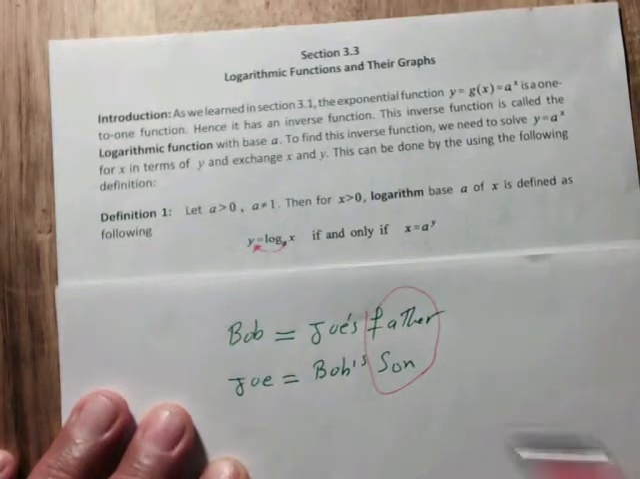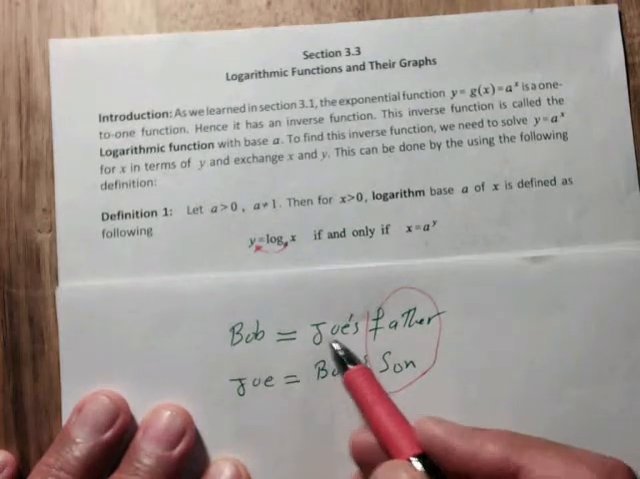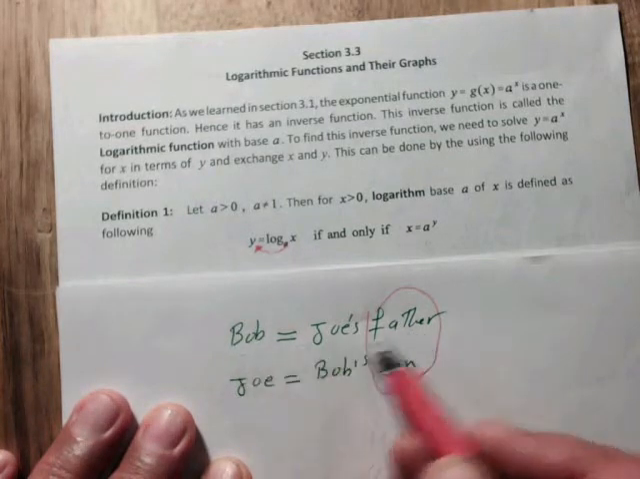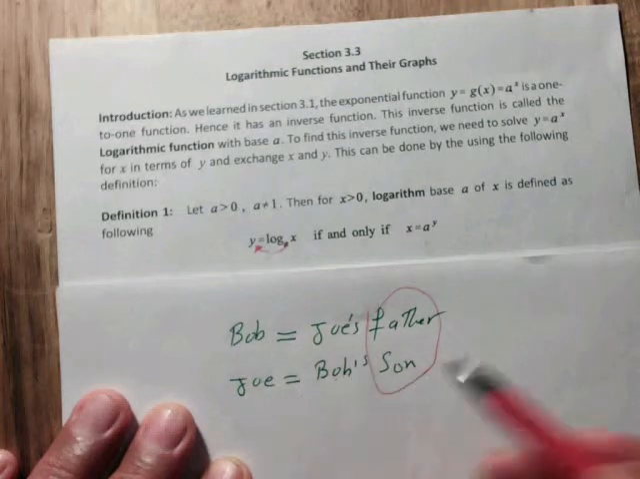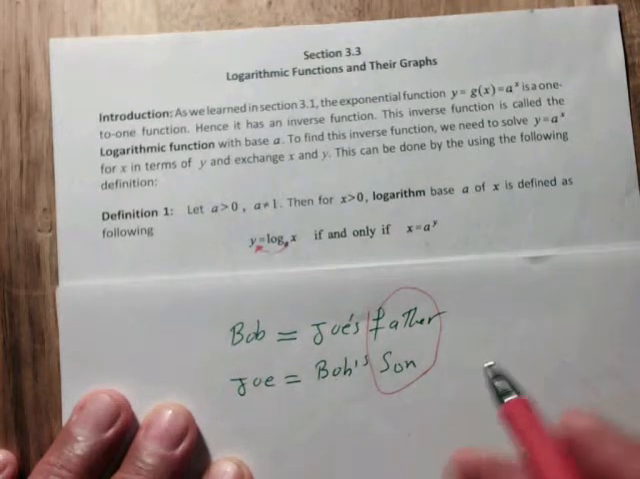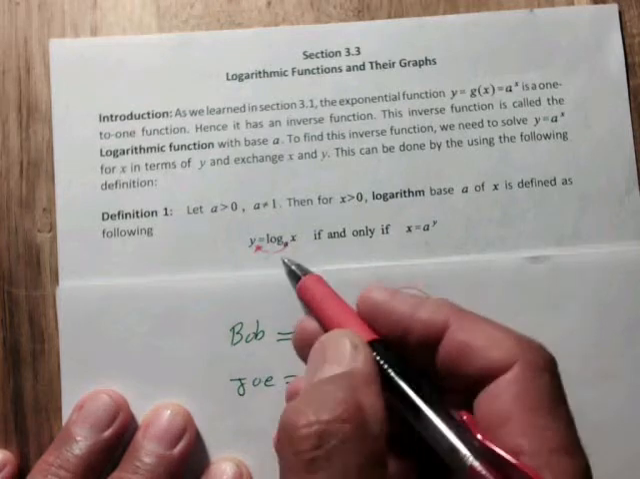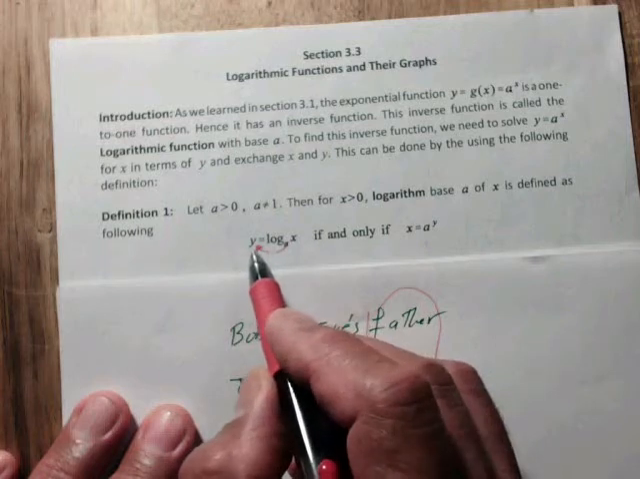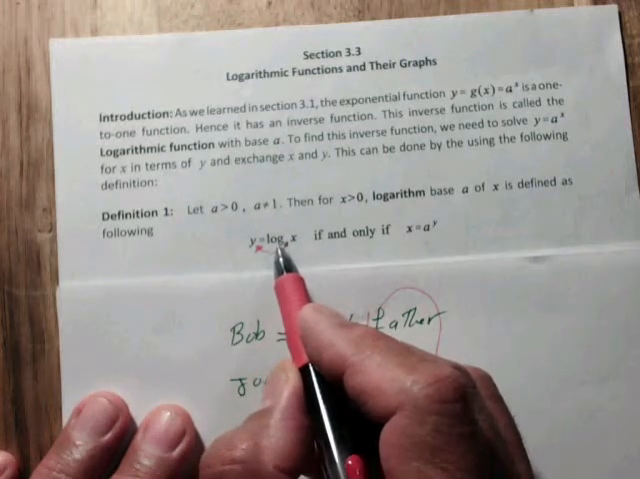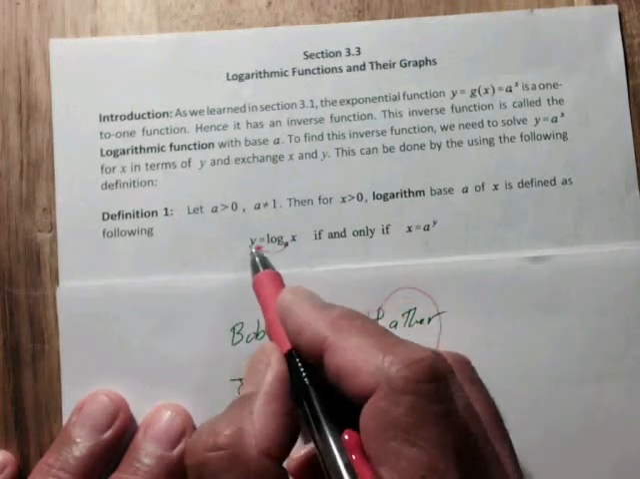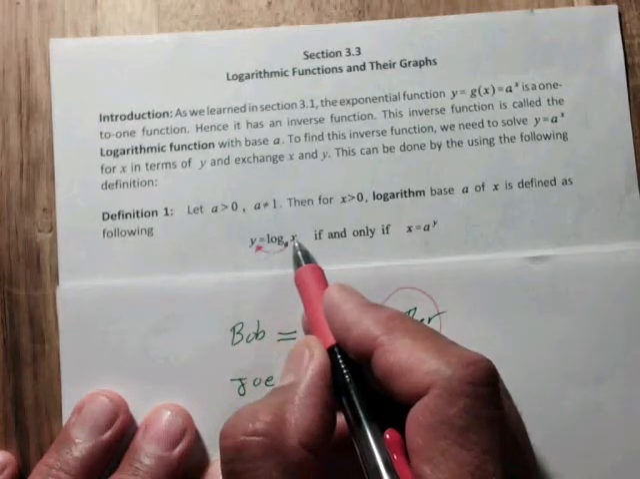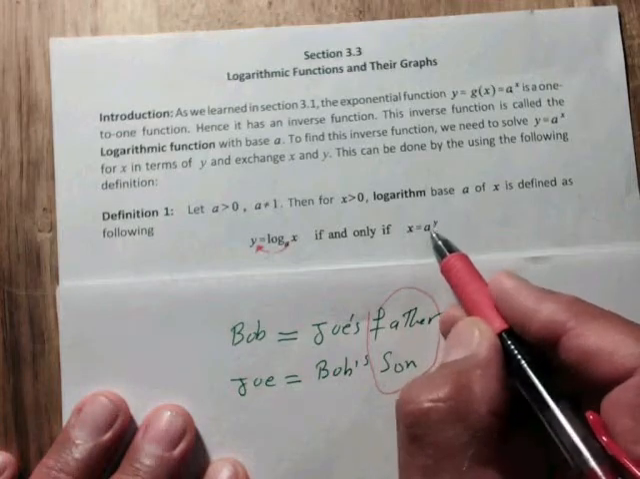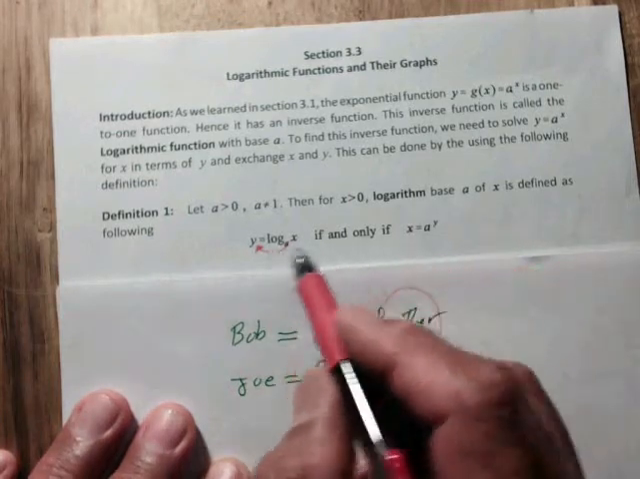So to say Bob is Joe's father is the same thing as to say Joe is Bob's son. It's the same thing here. If I have y equal to log of x, think of log as father. Y is father of x is the same thing as to say x is son of y. You see, it depends upon which one you come first.